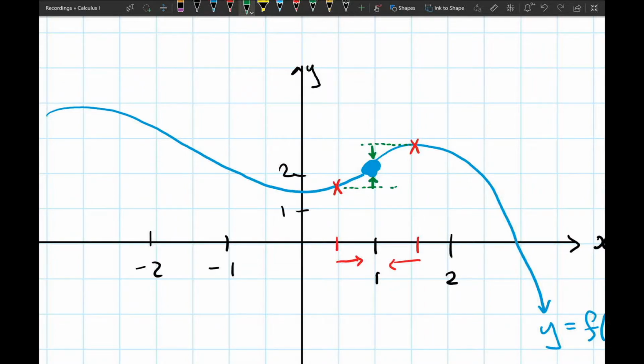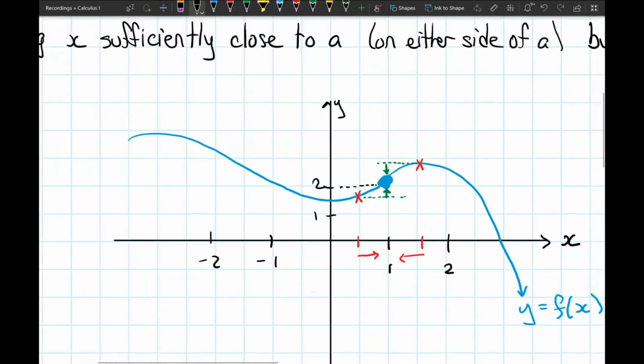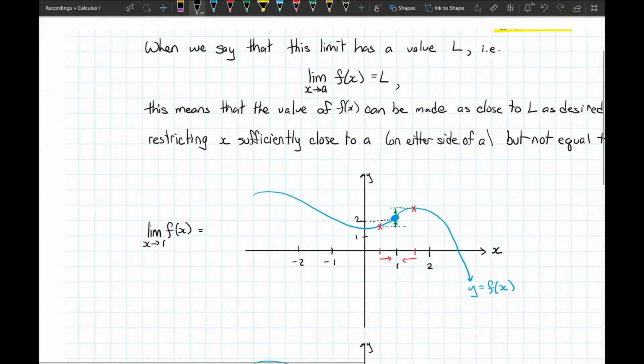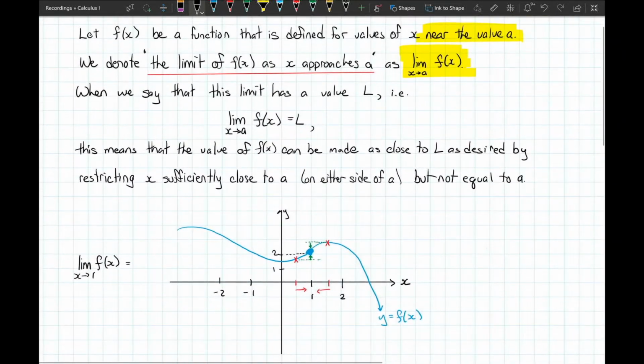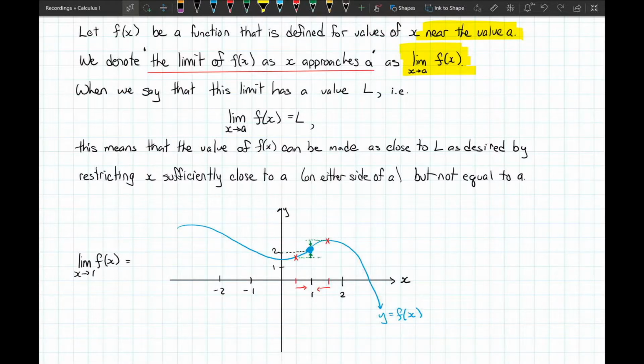And it seems that no matter which side I come from, the y-coordinates are going to slowly start converging on some value, in this case 2. And so we can get as close to 2 as we want. And that's the idea of the limit, is that as we approach from the left or from the right, we can make the value of f of x as close as we wish, arbitrarily close to 2. And all we have to do is choose x values within a certain range of the value 1.